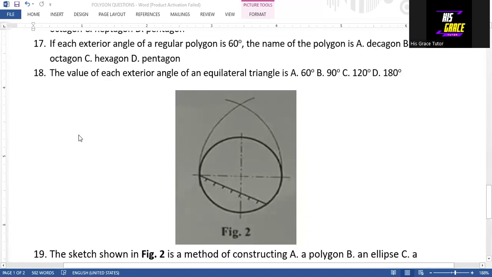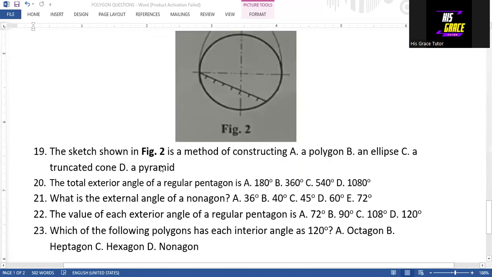Then question 18 says that the value of each exterior angle of an equilateral triangle is 120 degrees, because each interior angle of an equilateral triangle is 60 degrees. Then if we are to get the exterior angle, we subtract 60 degrees from 180 degrees, and that will give us 120 degrees. So the answer is option C. Each exterior angle of an equilateral triangle is 120 degrees.